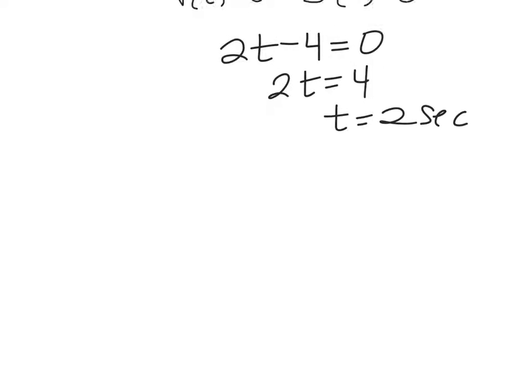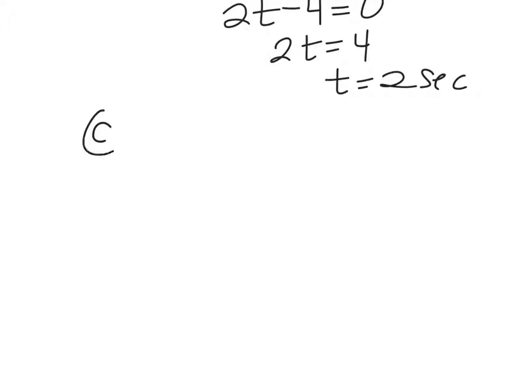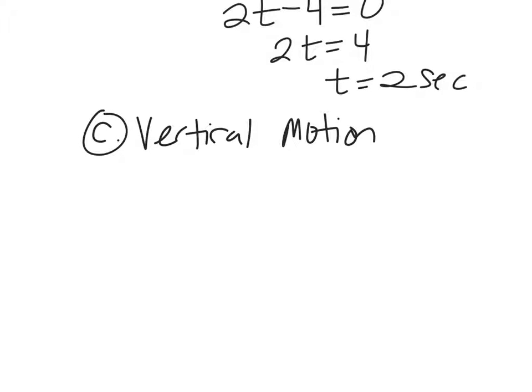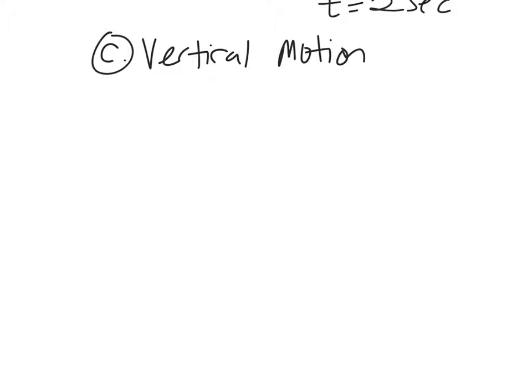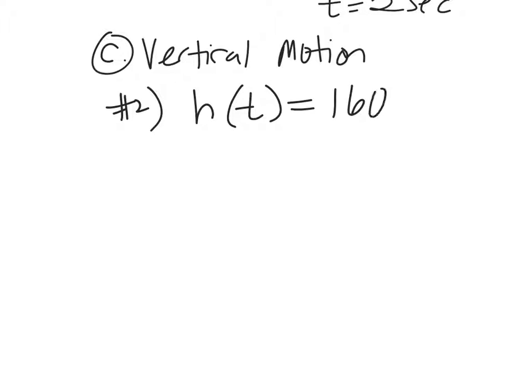Okay, let's do the last part, part C. Now we're going to do vertical motion. All right, here we go. This is a good one. Number 2. It says here that a dynamic blast sends a rock into the air with motion h of t equals 160t minus 16t squared.